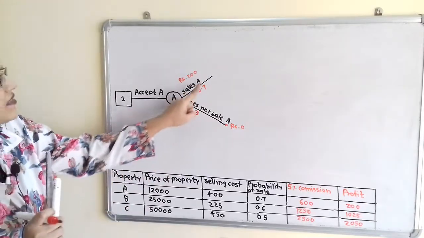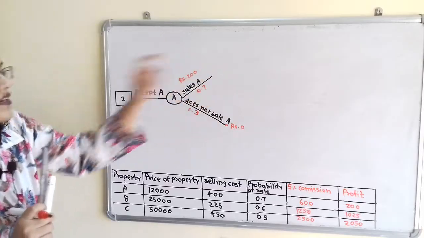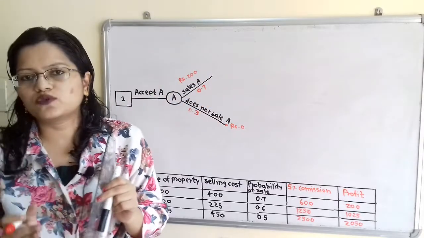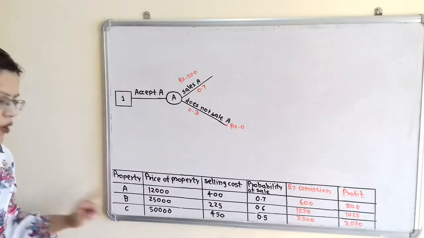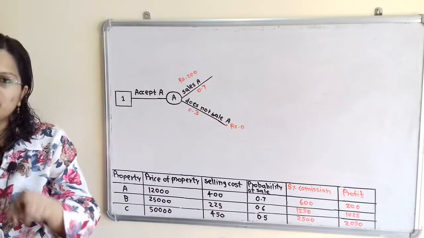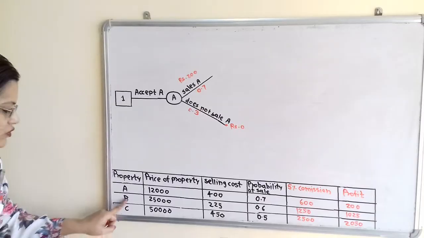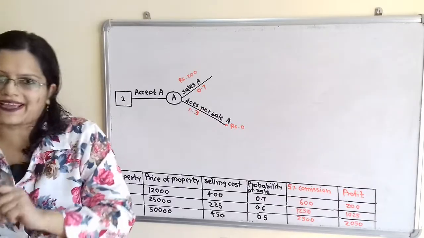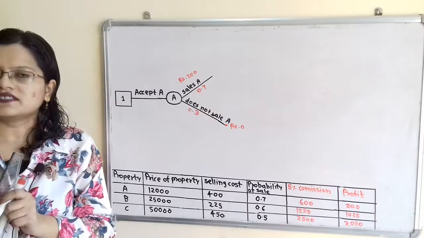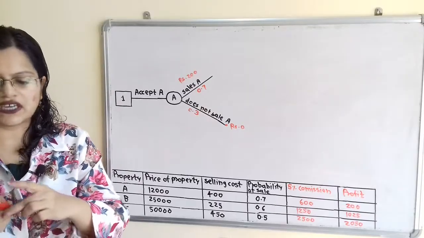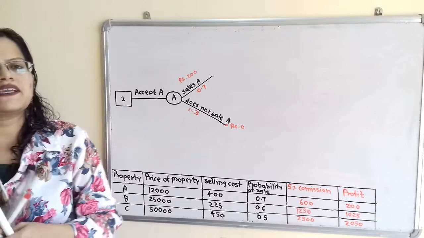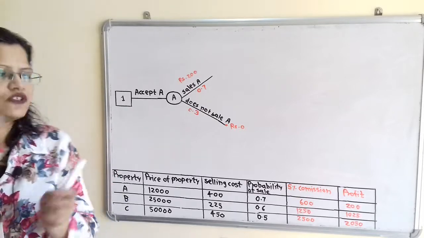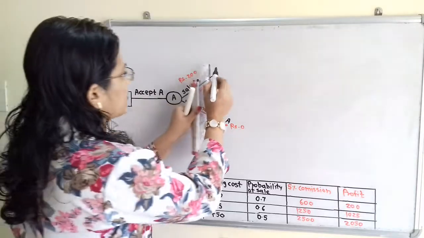Now if he sells A, then there is another decision that he has to decide whether he has to accept to sell the property B, or he has to accept the offer to sell the property C or back out. That means there are three decisions. So this decision we have to show with decision node. So this will be his second decision. So I will show this decision node with number 2.